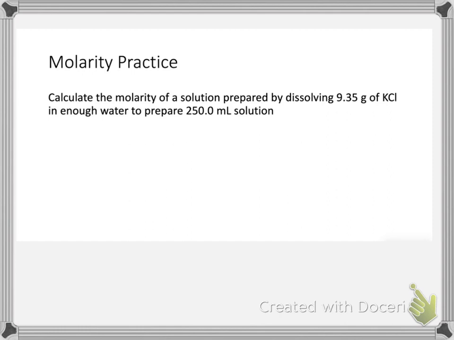So it says, calculate the molarity of the solution prepared by dissolving 9.35 grams of potassium chloride in enough water to make 250 milliliters of solution. So there's that idea again. They're not telling us how much water, but all we need to know is how much solution there is. So for myself, when I know there's an equation to use, I do like to write it down.